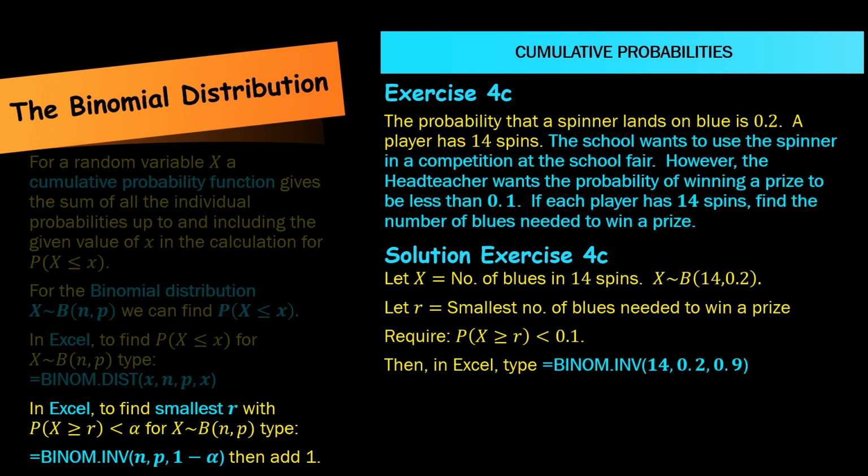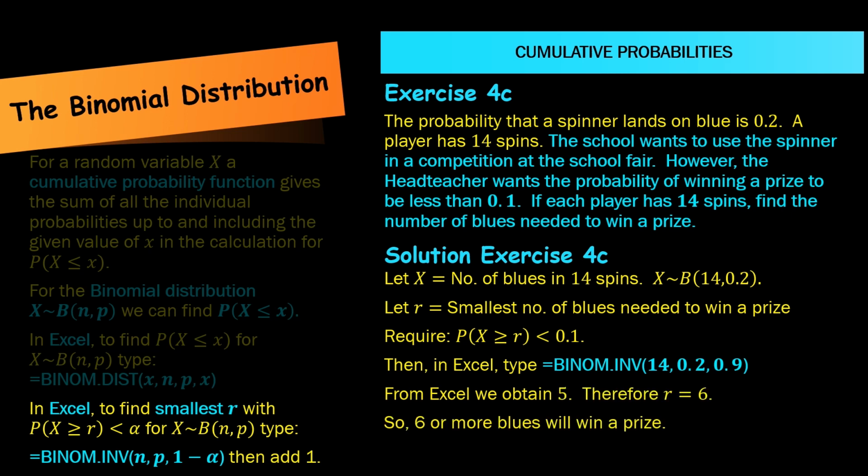And so we plug in the relevant values. Equals binom.inv, open bracket, n equals 14, p equals 0.2, and 1 minus alpha equals 0.9. When we type this into Excel, we obtain 5. So therefore, r is equal to 5 plus 1, which is 6. Therefore, 6 or more blues will win a prize.